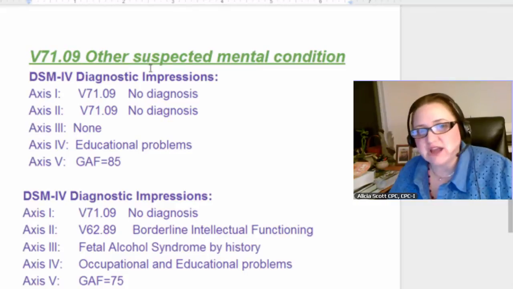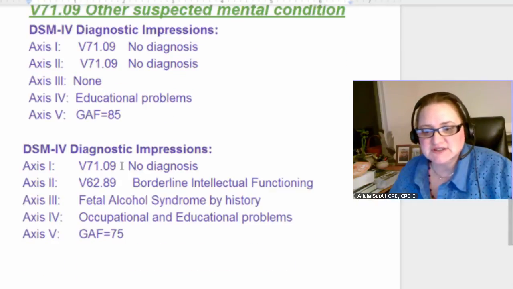but there's no diagnosis, okay? So with this particular scenario, here is the impression. For axis 1, they have no diagnosis. For axis 2, they have no diagnosis, and none in 3, and educational problems for axis 4, and axis 5, they have a GAF of 85. So let's go look at this other one.